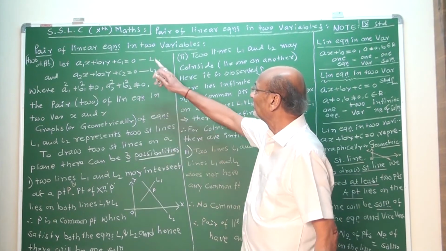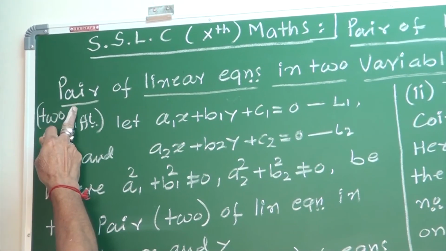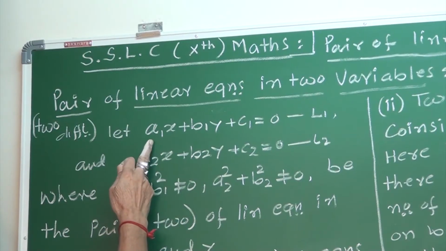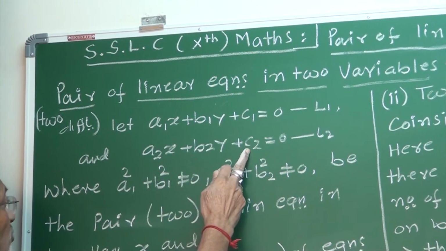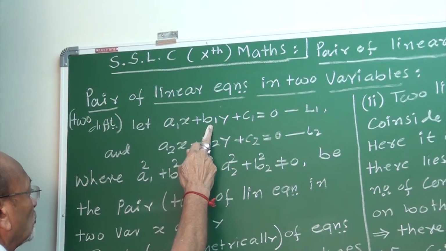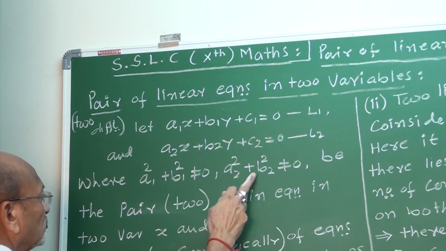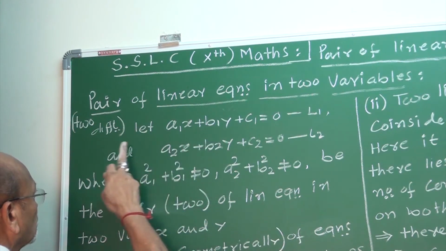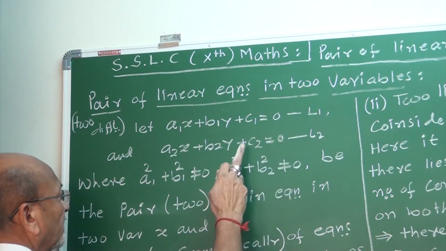What is this? Pair. Pair means what? Two. Pair means two different linear equations in 2 variables. This is the standard form. Let a1x plus b1y plus c1 equal to 0, and a2x plus b2y plus c2 equal to 0, where a1 not equal to 0, b1 not equal to 0, such that a1 square plus b1 square is not equal to 0. Similarly, a2 square plus b2 square is not equal to 0. These are two different equations.